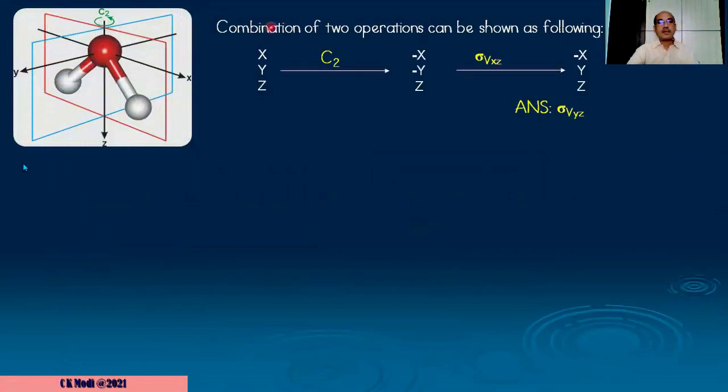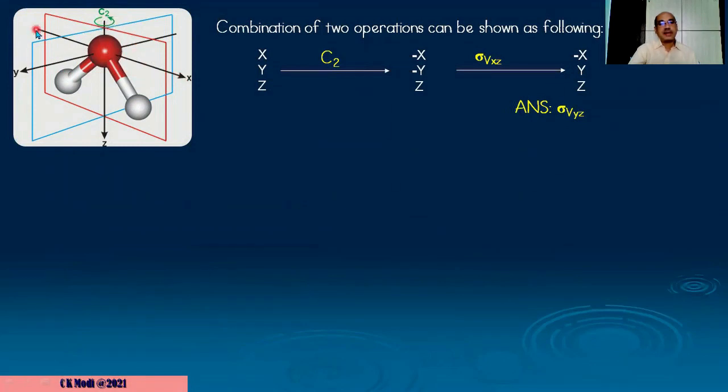Now, in the same way, consider the combination of two operations. If I perform two operations in succession, C2 followed by sigma v xz, what is my final answer? For example, these are the x, y, z Cartesian coordinates. Now if I perform C2, where is my C2? This is C2. If I rotate by C2, after a 180-degree rotation, what will happen?